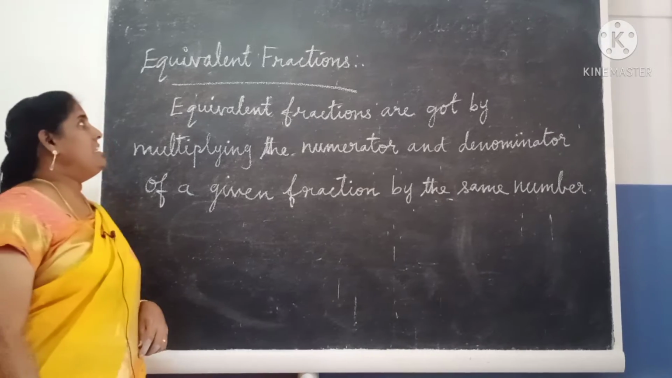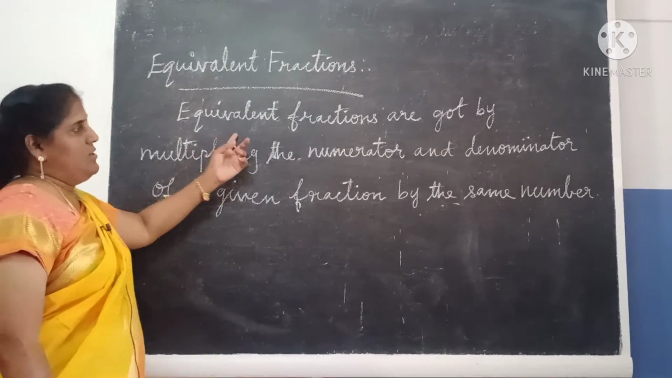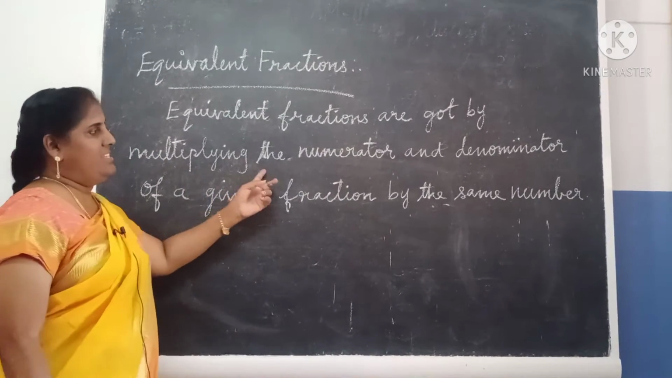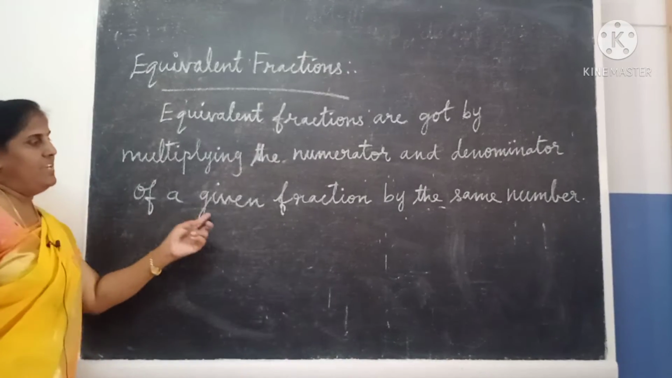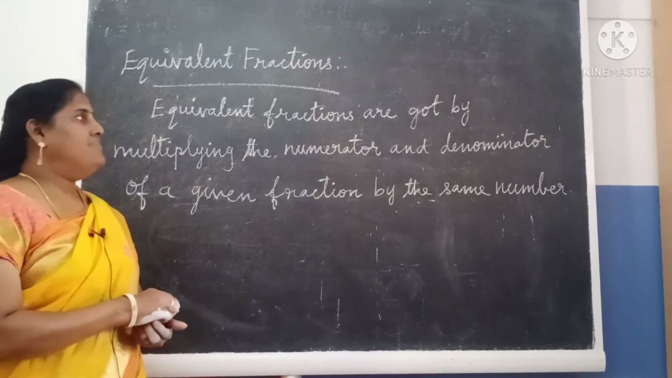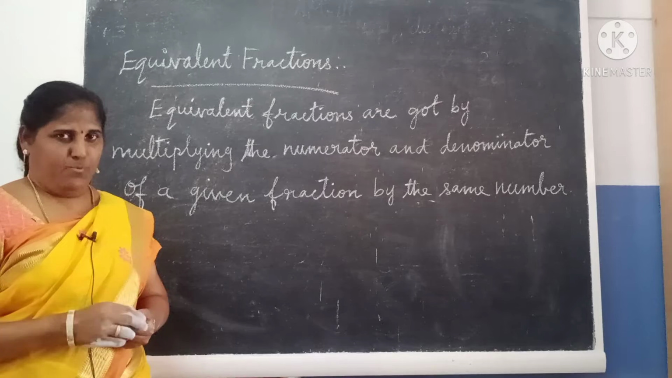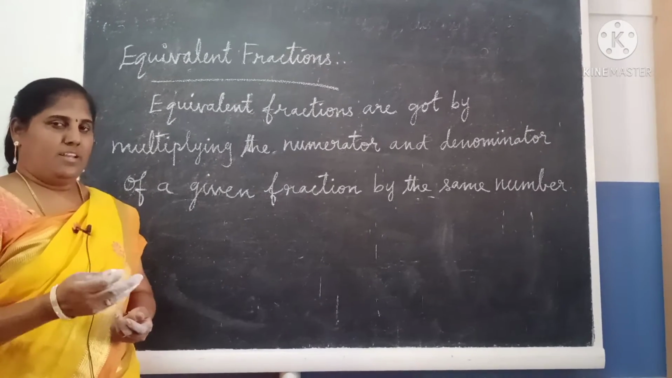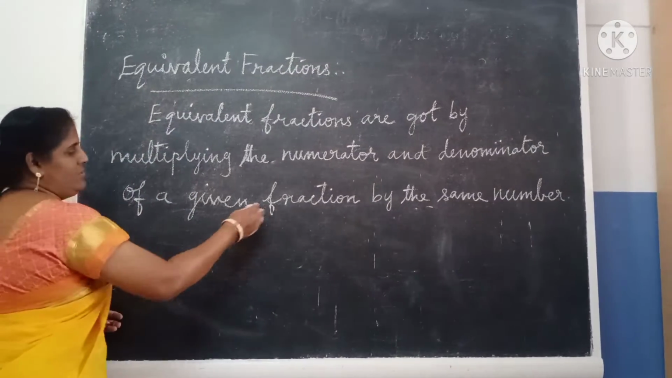Okay, the next one, equivalent fractions. Equivalent fractions are got by multiplying the numerator and the denominator of a given fraction by the same number. Children, what does equivalent mean? Equal. So if we want to write a fraction as an equal fraction, you have to use this method.